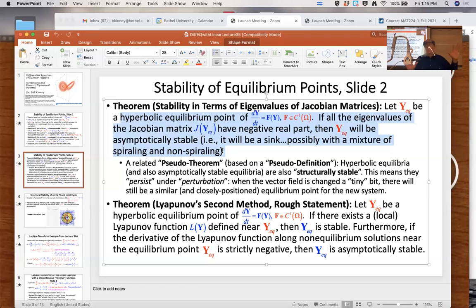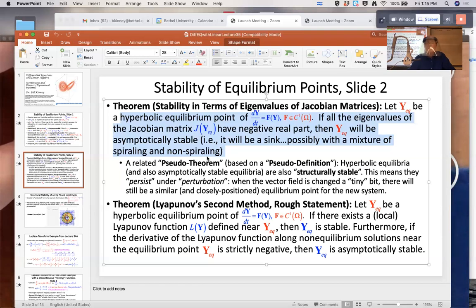There are stranger things that can happen as well, including a weird kind of saddle point in the video I made yesterday for a Hamiltonian system. But this is saying if all the eigenvalues have negative real part, they're either real numbers that are negative or complex numbers with negative real part, then it's going to be asymptotically stable.